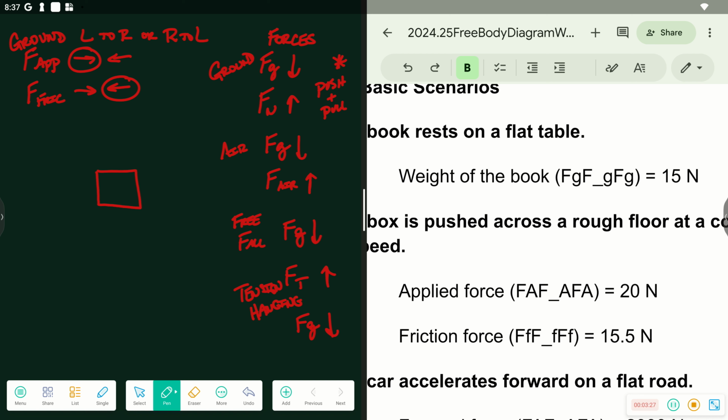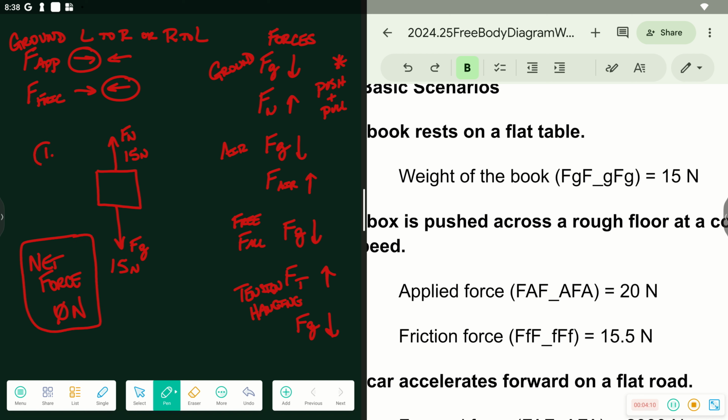So in this case, the book is resting, which means the forces need to cancel each other out. The weight of the book, which is the force of gravity, is 15 newtons. Well, okay, you know that something is on a flat table. Something has to be pushing against it to counterbalance this 15 newtons. And that's going to be the force normal, which is also 15 newtons. And because you know that the book is resting, your net force is 0 newtons.